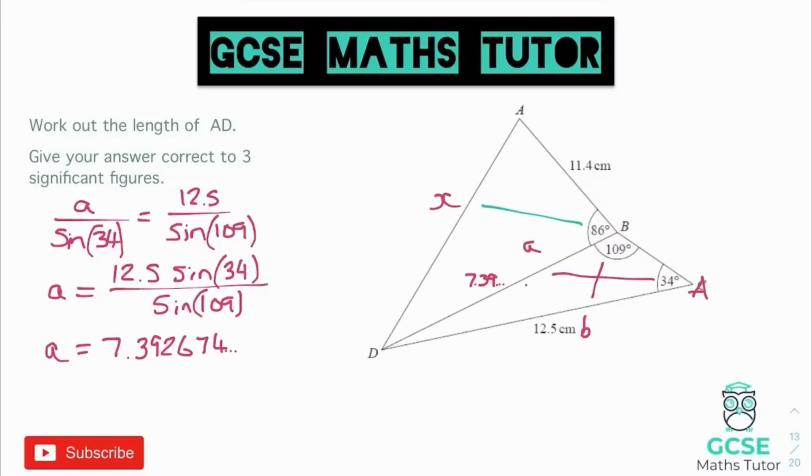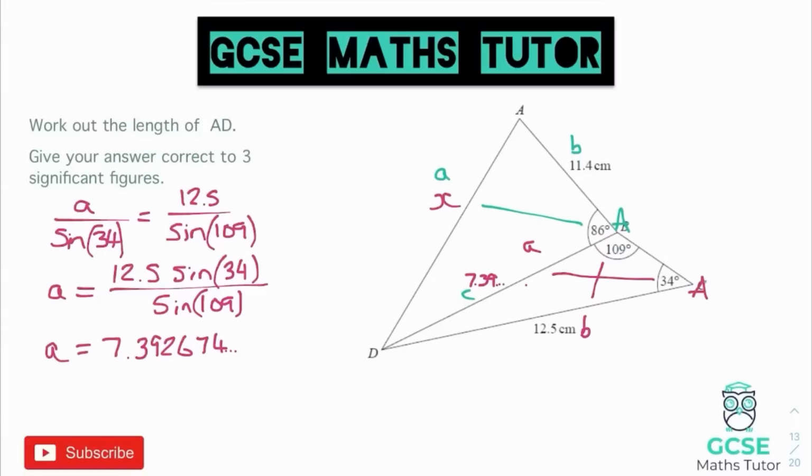So we're looking for the side opposite 86, so this would be my big A and little a, and I now have the two adjacent sides. So this would be B and this would be C. So I definitely can use the cosine rule.